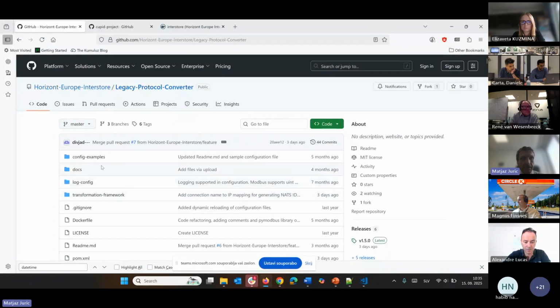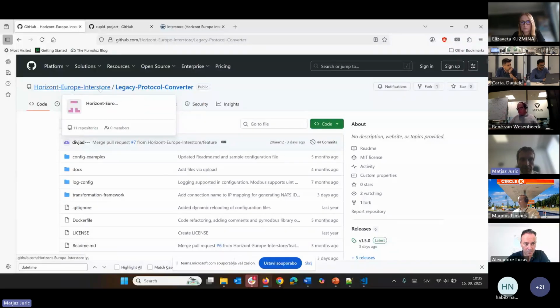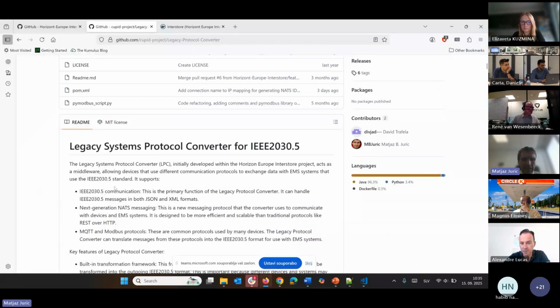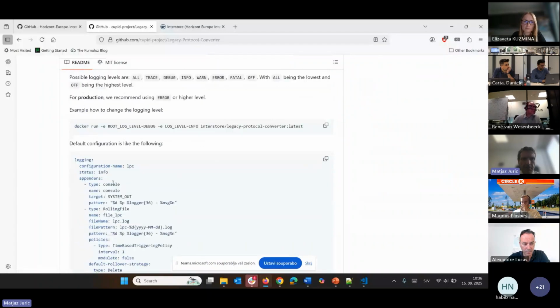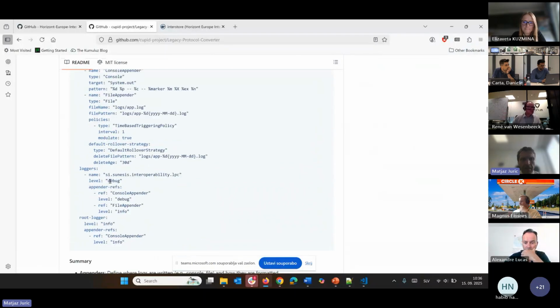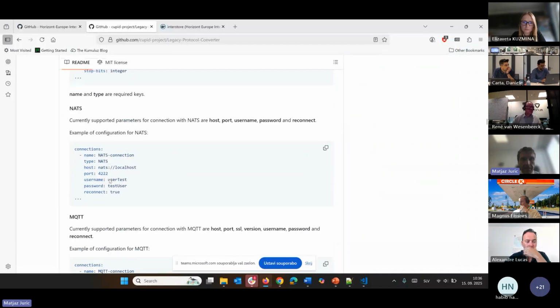So that's basically it. To get more information, I would like to invite you to go to the GitHub. As Alex already mentioned, the legacy protocol converter can be found on the original Horizon Europe InterSTORE repository. Or even better, it can be found on the Linux Foundation Qpid project repository. Both repositories are mirrored. That means that there is the same code on both. And what you can see here is quite extensive documentation, which explains all the different possibilities with the configuration, transformations, logging, setting up the connections, securing the connections, and so on.